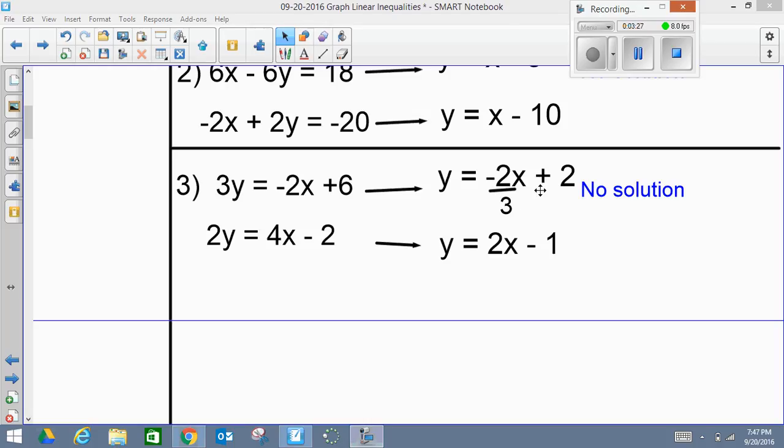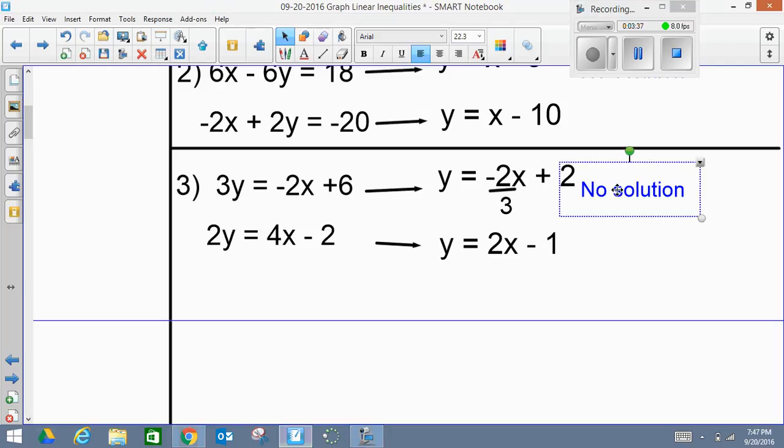Now, my last system, when I solve it, I got y equals -2/3x plus 2. And the second one, I got y equals 2x minus 1. Now, you notice slopes here are different. Y-intercepts are different. Therefore, hold on, I made a mistake right here. It is one solution. One solution.